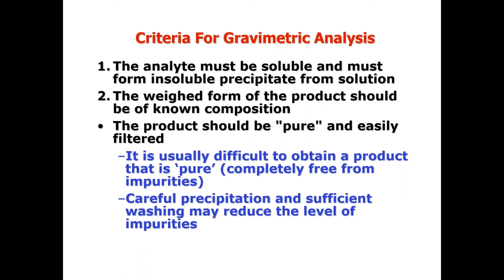So the criteria is simple. The analyte must initially be in a soluble form, and when the precipitant is added, it will form a very good, big precipitate, enough to be filtered. It can be weighed, it can be dried, and it must form a very clear precipitate, meaning a precipitate of known composition, like silver chloride. So you know what the composition is, and the product hopefully will be pure, and it represents the amount of analyte.